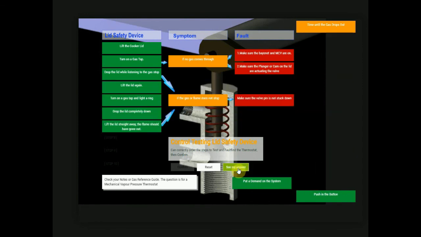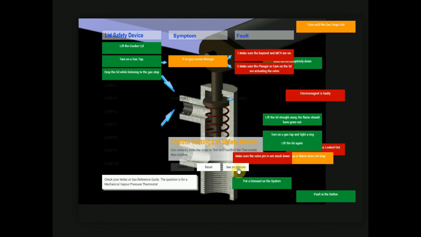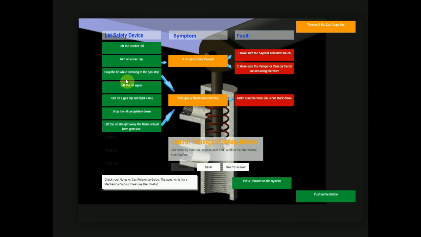So you can see what I did put in was correct, but there were a number of other steps that I had missed. When I drop the lid down, if the gas or flame does not stop, then I need to make sure that the valve pin is not stuck in the down position. This would obviously be a fault with either the spring being broken, a sticky pin that needs greased, or the valve seat not seating properly.